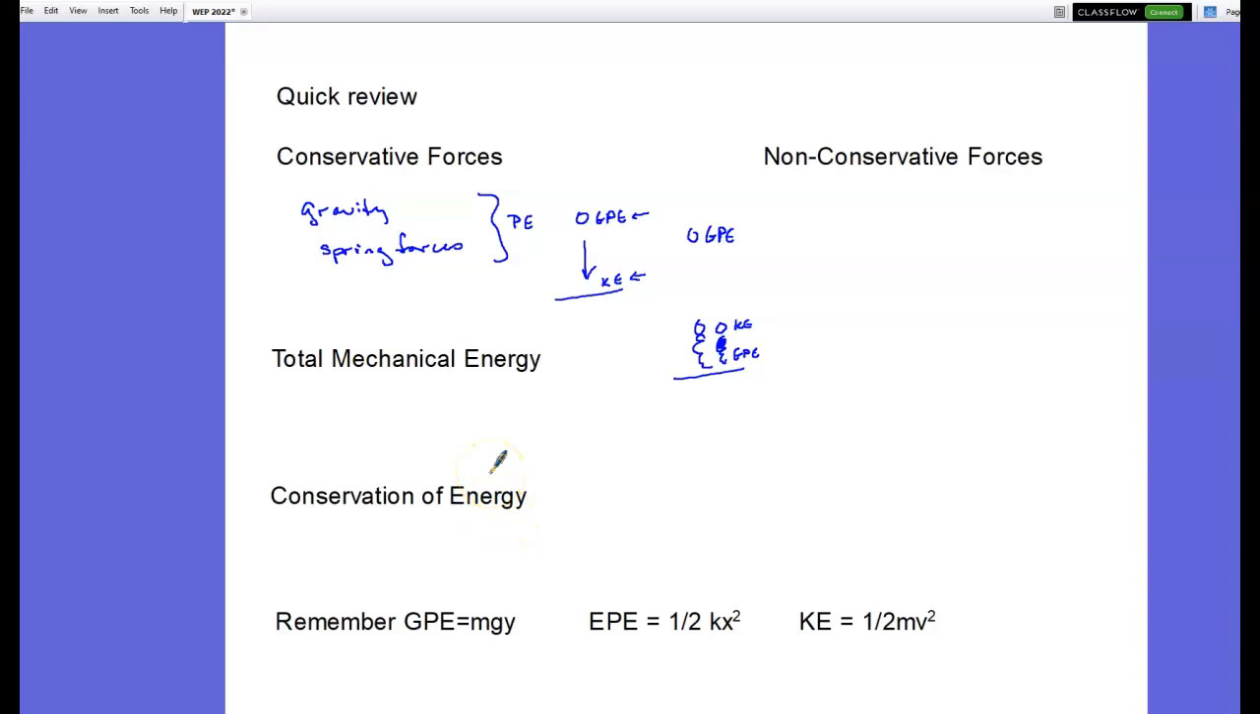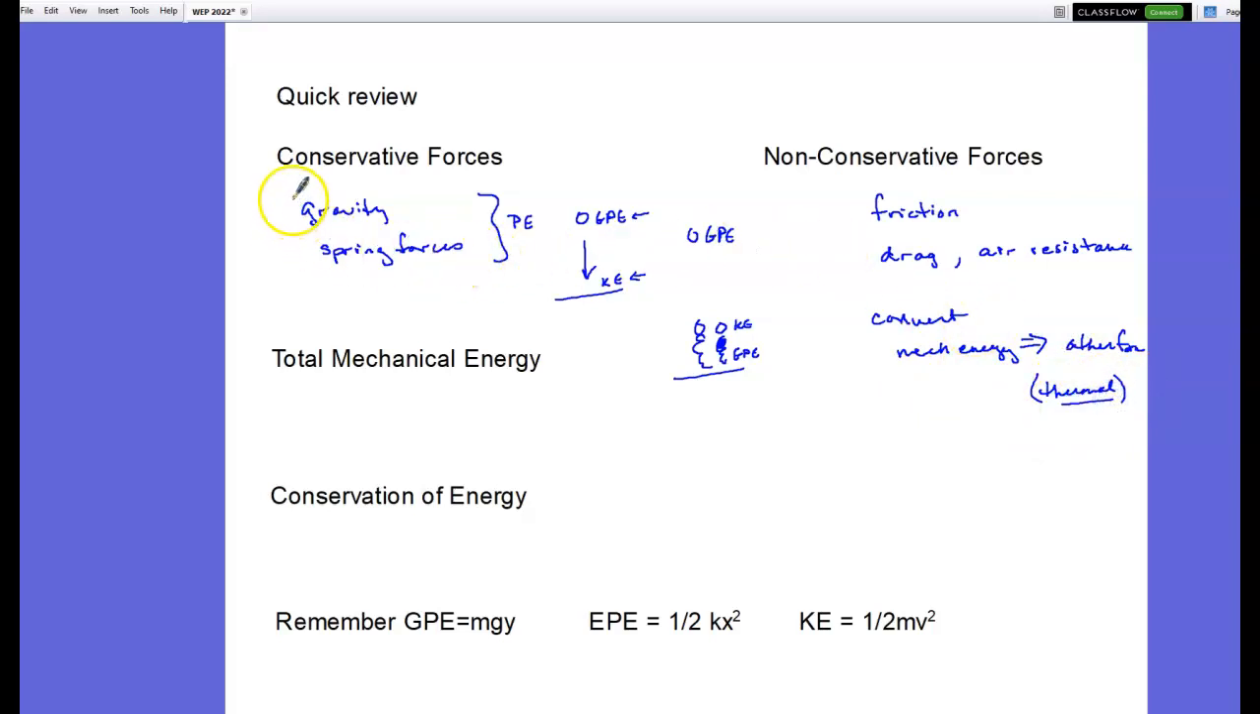Non-conservative forces are forces like friction, any drag force, like air resistance. Air resistance is a drag force. These convert mechanical energy into some other form, like thermal energy. Now, sound is another thing. Non-conservative forces might convert mechanical energy into sound, but generally it's into non-recoverable kinds of energies, like thermal energy.